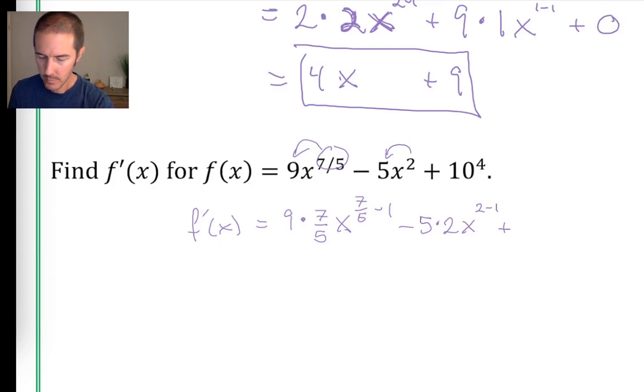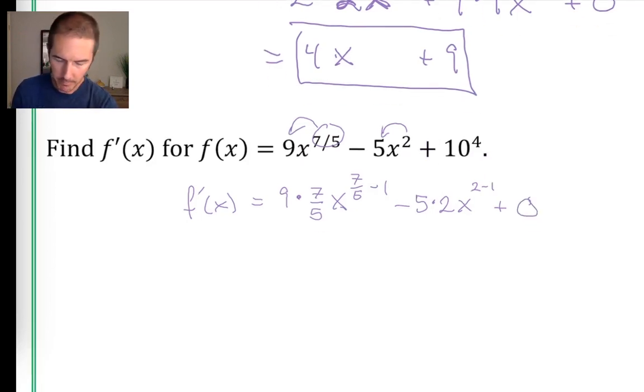Plus, this is a constant value. The derivative of a constant is 0. So we'll put plus 0. And then let's go through and clean it up. This is 63/5, which is unfortunate, but it is what it is, times x to the 7/5 minus 5/5 equals 2/5.